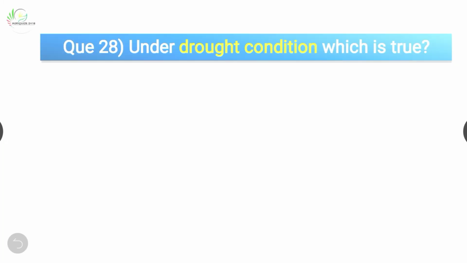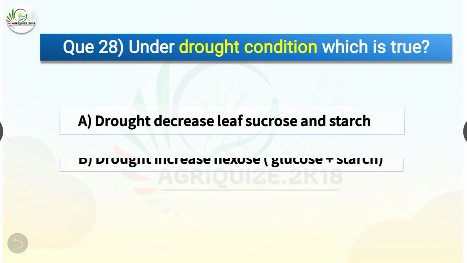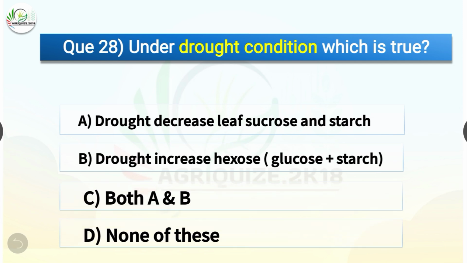Question number 28. Under drought condition, which is true? The options are drought decrease leaf sucrose and starch, drought increase hexose, both A and B or none of these. The correct answer is option C, both A and B. So under drought conditions, these both are true, which is drought decrease the leaf sucrose and starch and drought increase hexose, which is glucose plus starch.